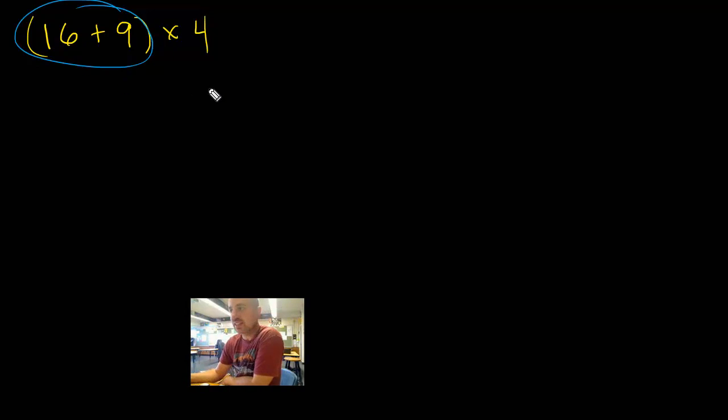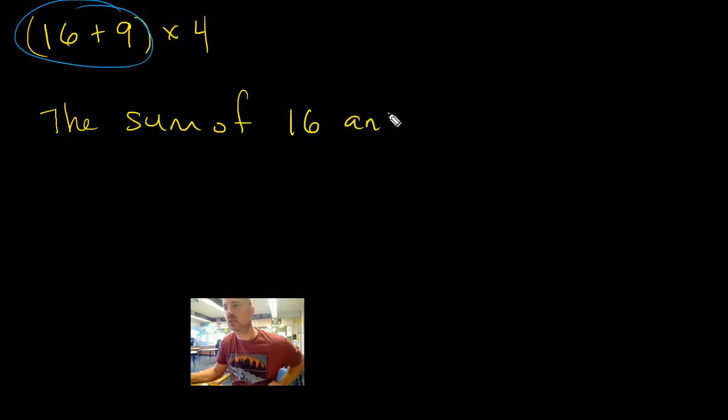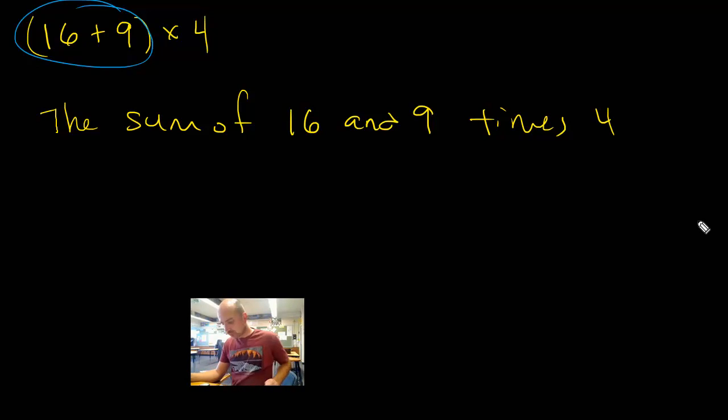So I know that I need to do this 16 and 9 first, and so what I'm going to do then is I want to make the sum of 16 and 9. So let's jot that down, the sum of 16 and 9, because that's the most important thing that I need to make sure that I'm doing first. And then I want to do all of that times 4, or I could do multiplied by 4.